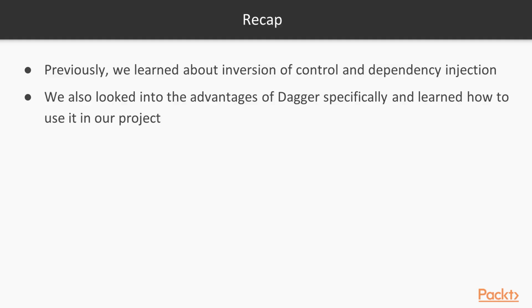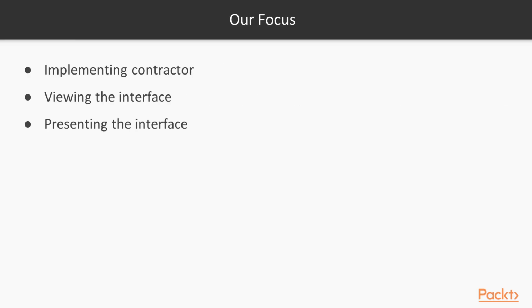Previously, we have learned about inversion of control and dependency injection. We have also looked into advantages of Dagger specifically and how to use it in our project. In this video, our focus will be implementing a contractor which will further have two interfaces called view and presenter. Then we will start moving our logic from controller to presenter to make our code more modular and flexible.